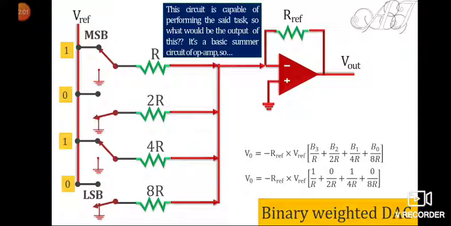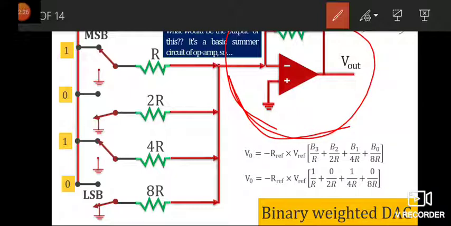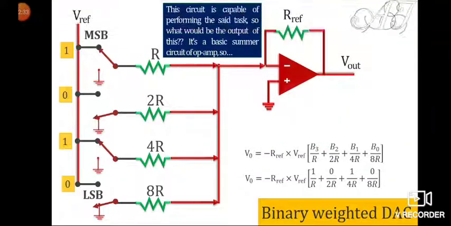So that is how, if I have got, let's say 1 1 1 1, then all the bits will be connected with the V reference. If I have got all 0 0 0, then all will be connected with ground only. Once I have done that, this op-amp is in the form of a summing amplifier, if you remember. So what would be the output of a summing amplifier? This is the output of a summing amplifier actually.